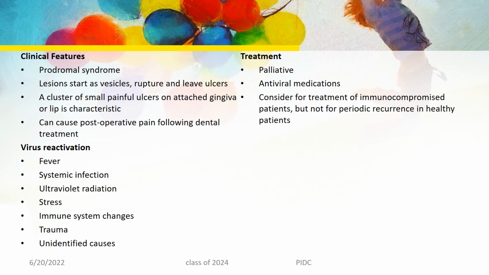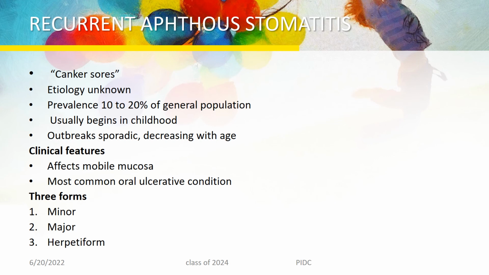The virus generally gets reactivated from the trigeminal ganglion due to certain conditions such as fever, systemic infection, UV radiation, stress, immune system changes, trauma, and unidentified causes. Coming on to the treatment: palliative treatment, and antiviral medications are considered for immunocompromised patients but not for periodic recurrence in healthy patients.